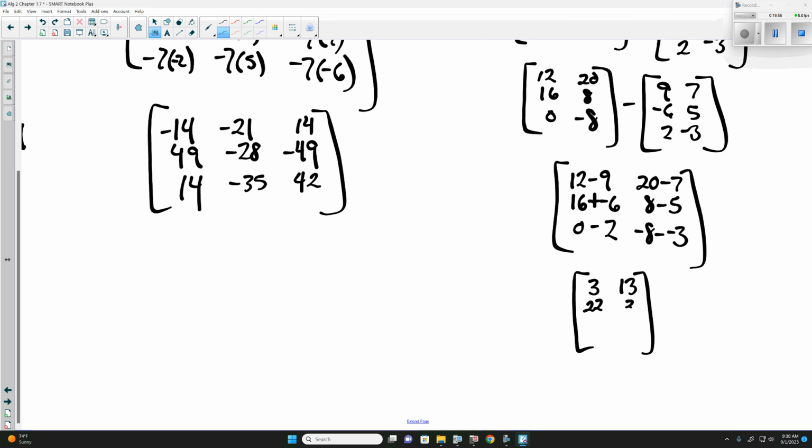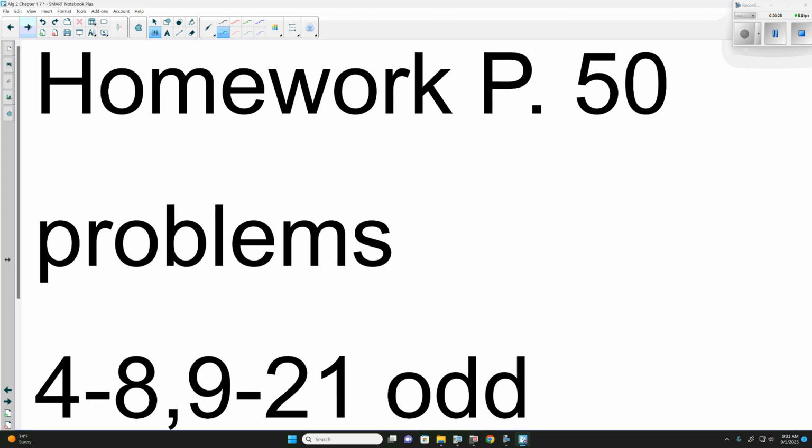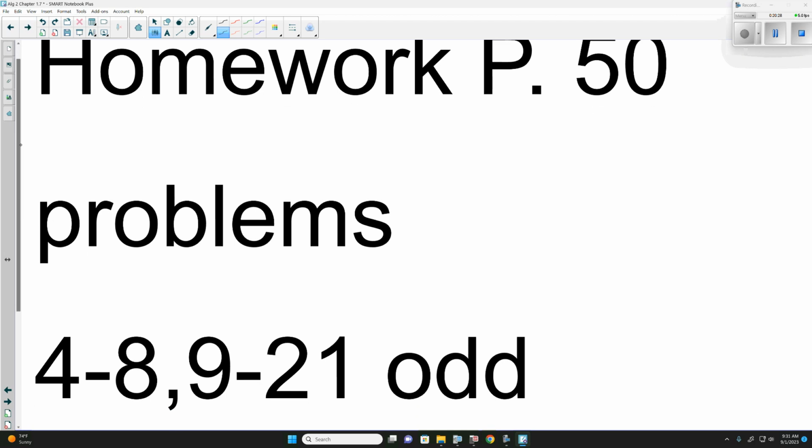8 minus 5 is 3. 0 minus 2 is negative 2. Negative 8 minus negative 3 is negative 5, because it makes the 3 be plus, so negative 8 plus 3 gives us negative 5. Questions on any of this here? We ready for the next part? That's it.